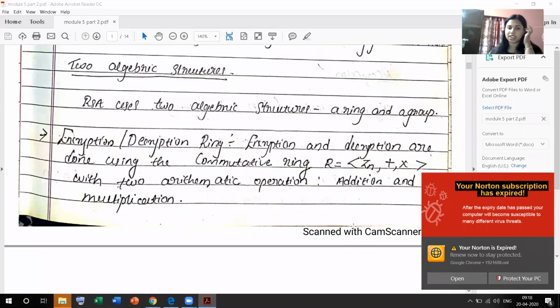We can look in detail at the encryption and decryption ring. Encryption and decryption are done using the commutative ring. We are using two algebraic structures, one is a ring and the other a group. The encryption and decryption use a ring, and the key generation uses a group. Encryption and decryption are done using the commutative ring R is equal to Z n, comma, addition, comma, multiplication, the two arithmetic operations, that is addition and multiplication.